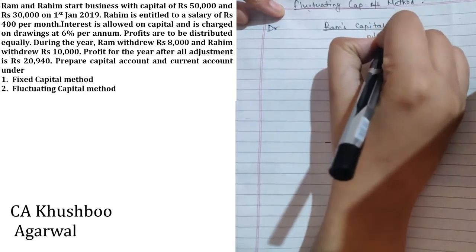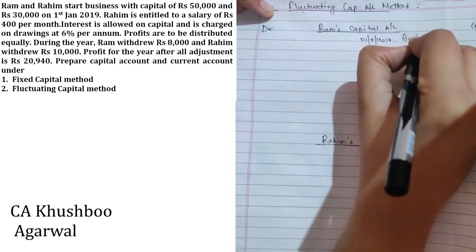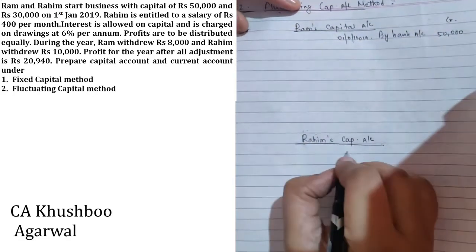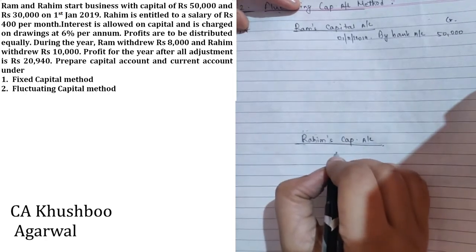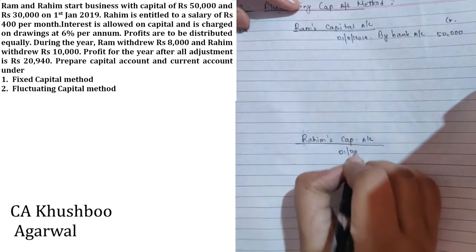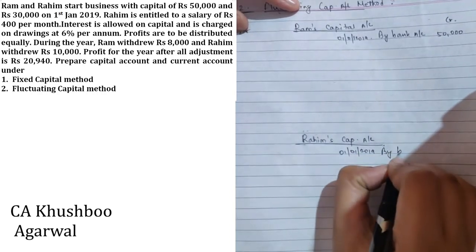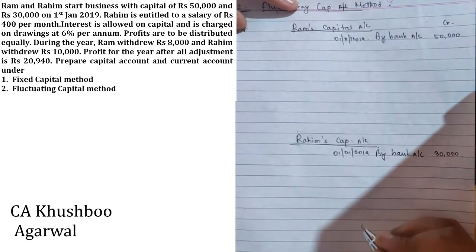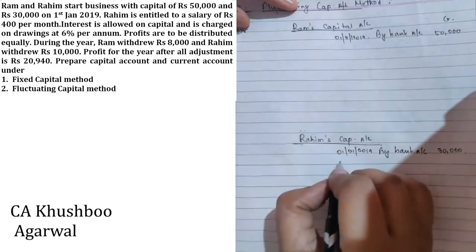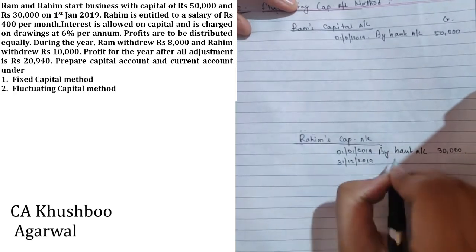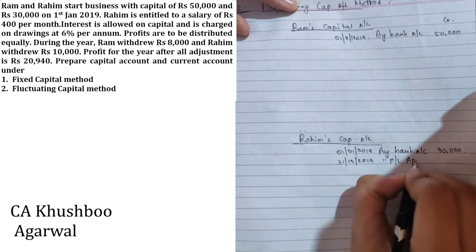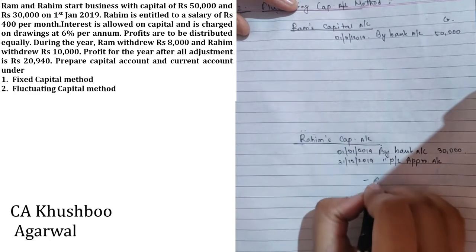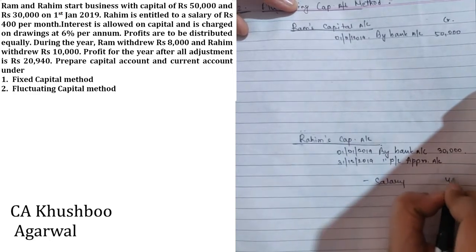So on 1st Jan 2019, Ram had brought in a capital of 50,000 rupees. So by bank account 50,000. Similarly, for Rahim, he had brought in a capital of 30,000 rupees. Now Rahim is entitled to a salary of 400 per month. So P&L appropriation account debit to Rahim's capital account. Salary is 4,800 rupees.